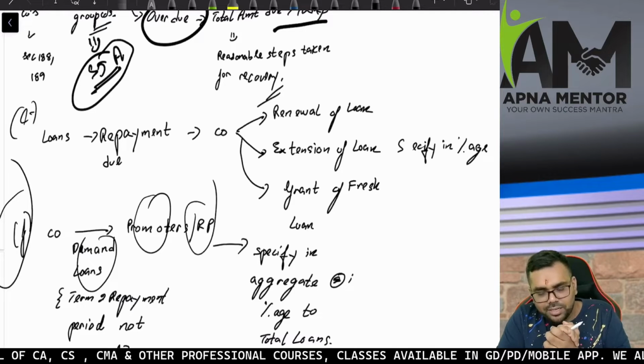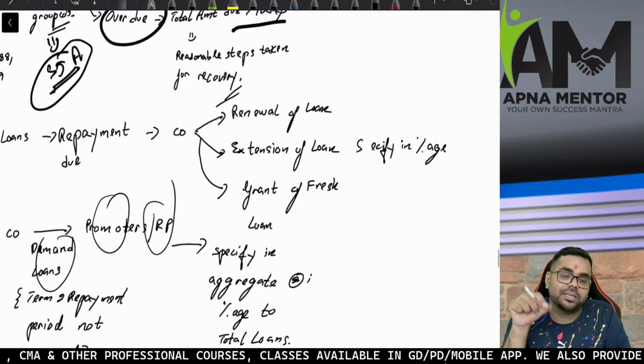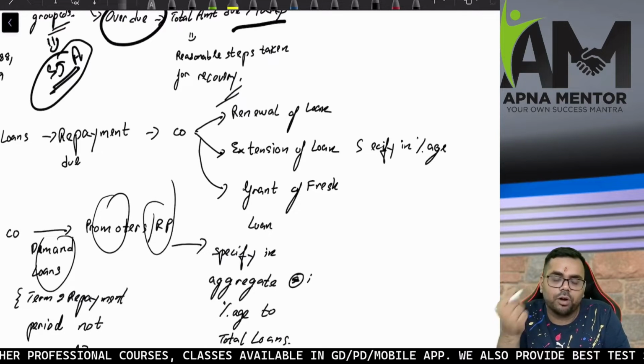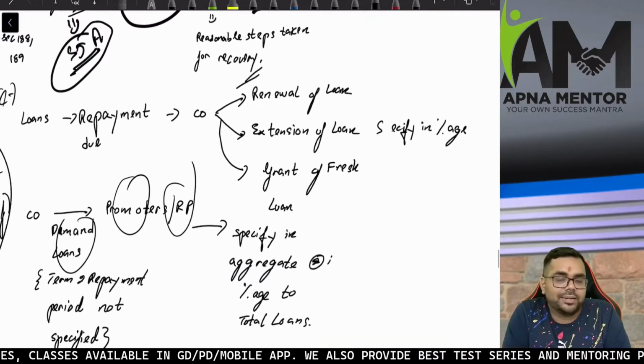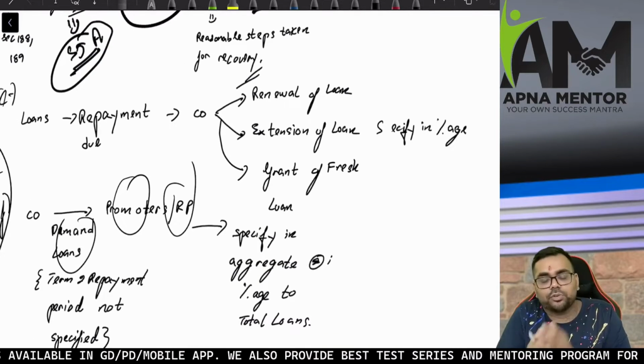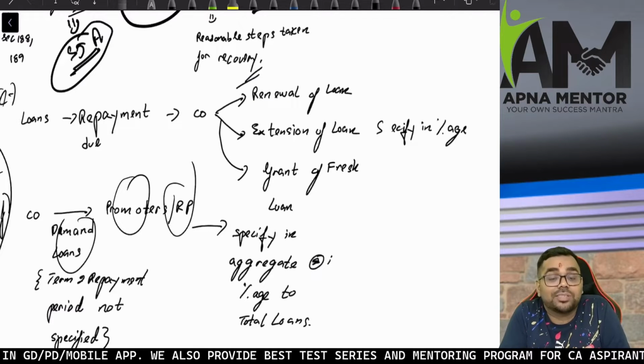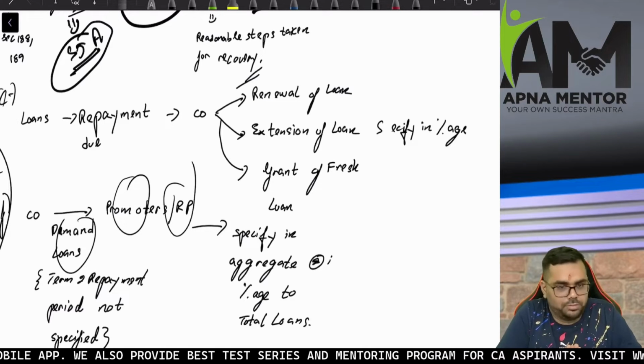So as an auditor, I need to specify in percentage, out of the total loans given, what is the percentage of the loans renewed or extended or the fresh loan that is given. I need to report as an auditor so that the users of financial statements can know about it.